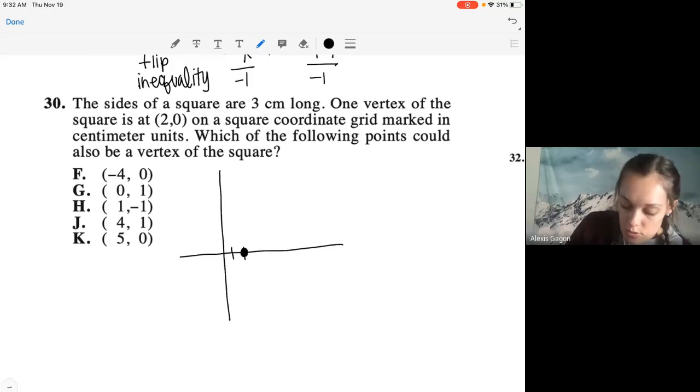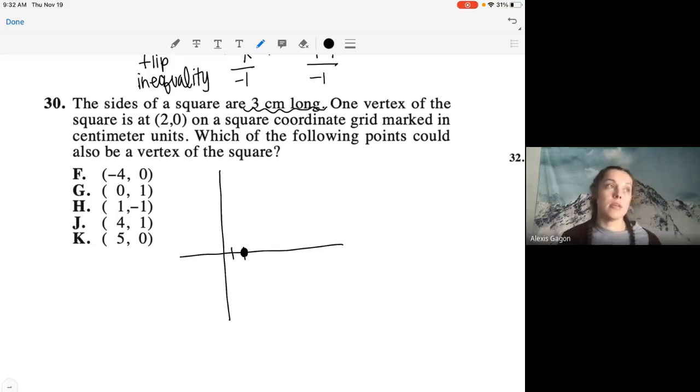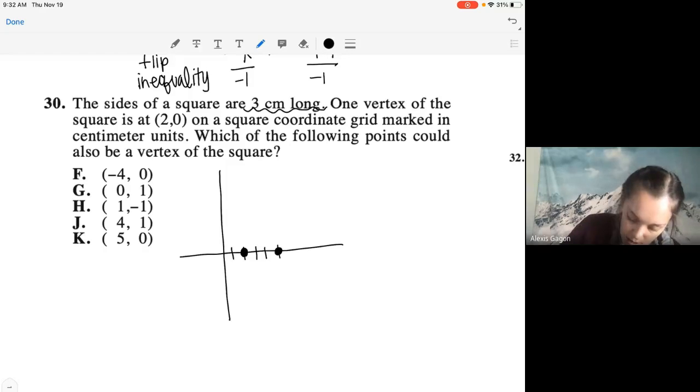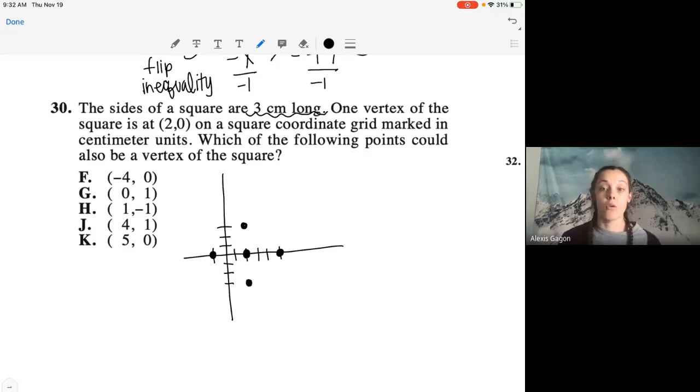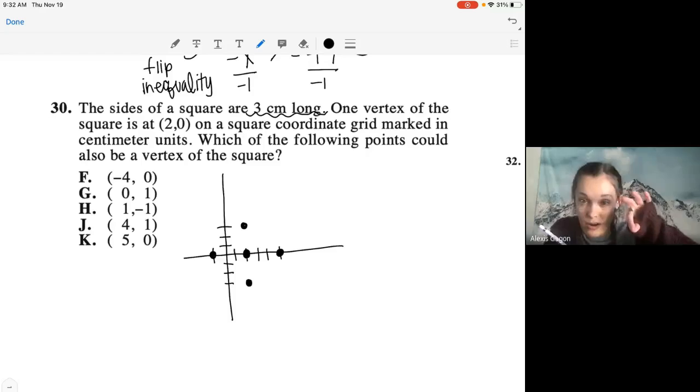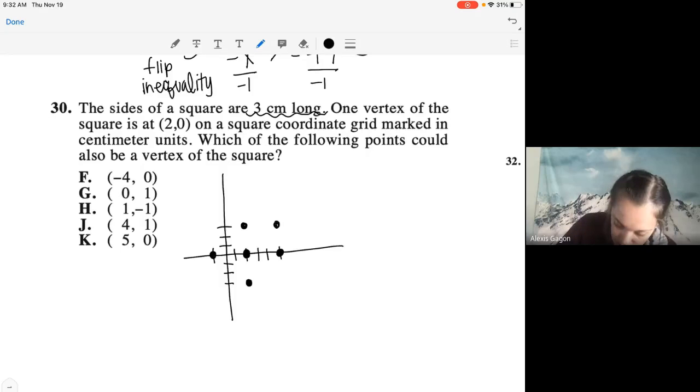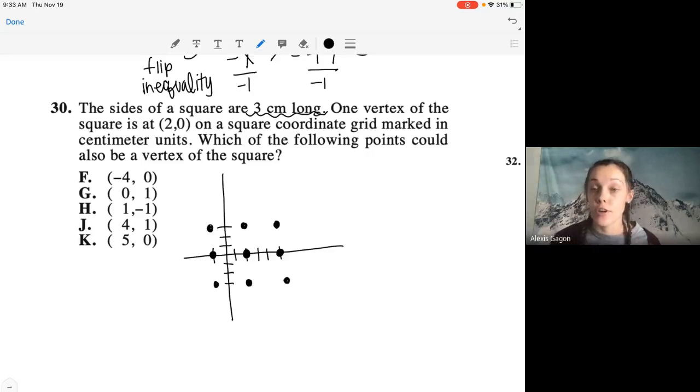If the square is 3 centimeters long, that means we could go 3 this way, and there's a point. We could go 3 up, there would be a point. You could go 3 to the left, there would be another point. Or I could go 3 down, there would be that point. Or also, we could think of that as being the corner of our square. So this could potentially be a point, this could be a point, this could be a point, and this could be a point. So there's 1, 2, 3, 4, 5, 6, 7, 8 possible points for other vertices of this square.